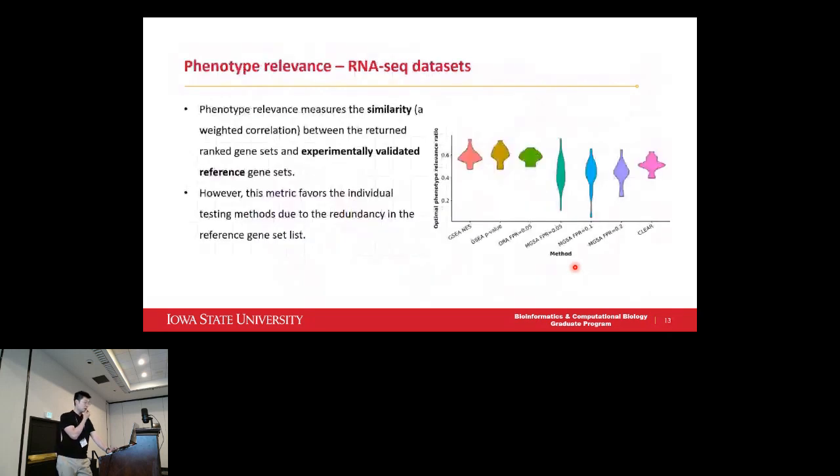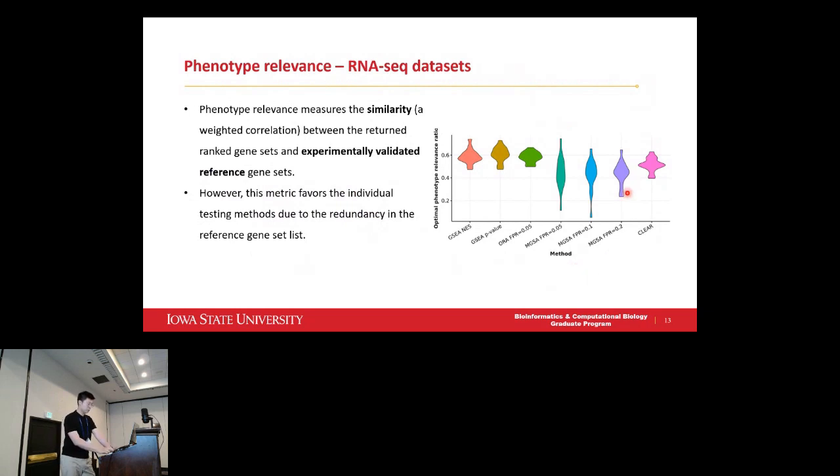And we also validate our method on some real data. The same data from TCGA, we use 15 different cancer types. We use a metric called phenotype relevance, which is developed by another research group that has a collection of experimentally validated reference gene sets. And we just compare our result with their reference and see if there's a good match.